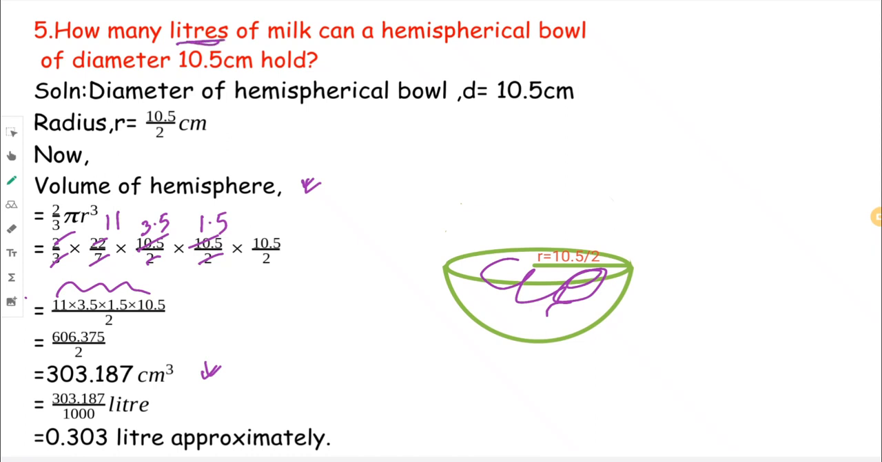So we know that 1000 centimeter cube equals 1 liter. And remember, you're going from smaller to the bigger. That's why it has to be divided, right? So when you divide, we're going to get how much it can hold then? 0.303 liter approximately.